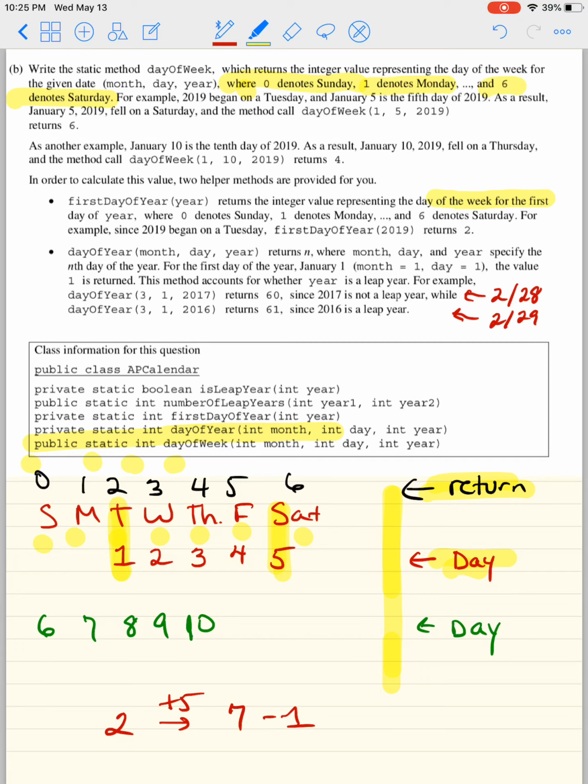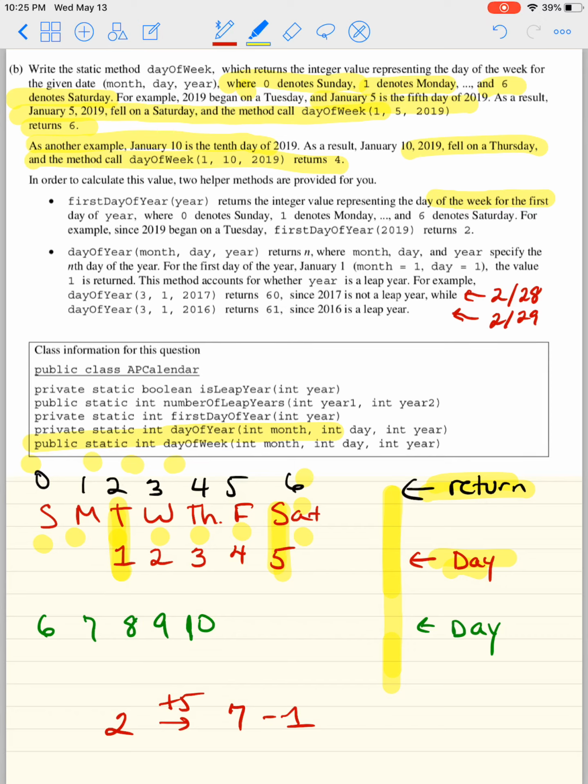They went on and said that January 5th fell on a Saturday and the method called returns a 6. So Saturday is 6, so it's going to return a 6. They said another example is January 10th. It's the 10th day of 2019. As a result, it fell on a Thursday and the method called returns a 4.